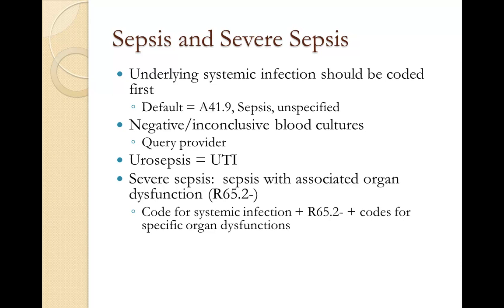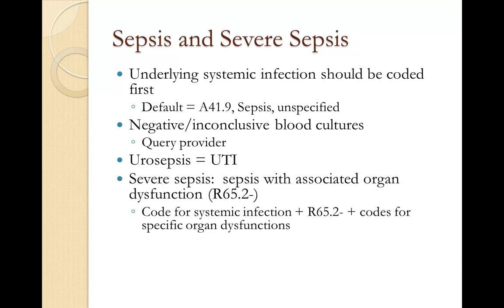So with sepsis, so sepsis is essentially a system-wide infection, and to code these, you want to code the underlying systemic infection first. So if you don't really know what that is, it doesn't necessarily have to be sepsis. It could be some sort of respiratory infection or something like that that has then turned into a systemic infection. That's going to be coded first.